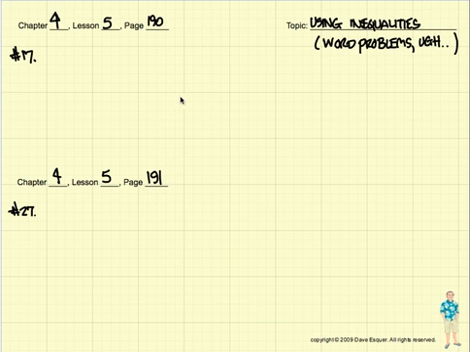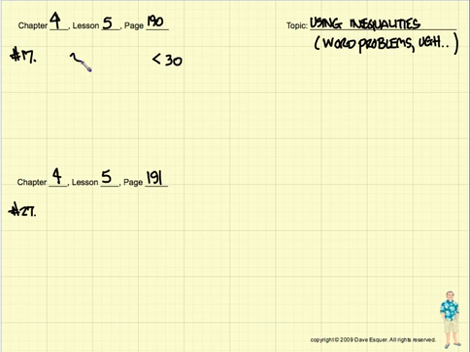Number 17, it says, find the greatest possible pair of integers such that one integer is twice the other one, and their sum is less than 30. So we have something that's got to be less than 30. We've got one integer and we've got another integer and it's twice as big. It says the greatest possible pair of integers, one is twice the other.